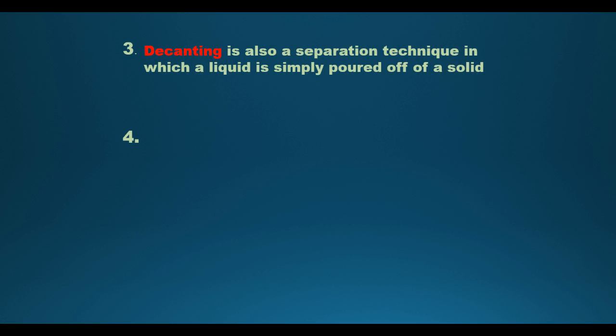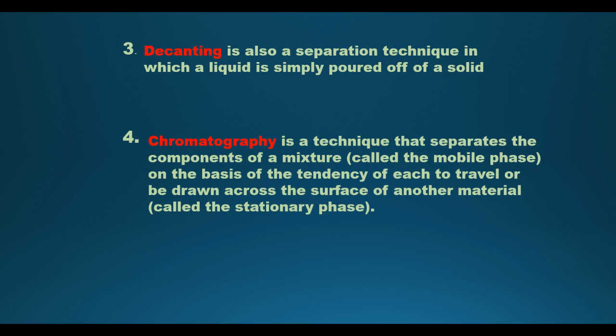A third type is decanting, where you're simply pouring off a liquid from a solid. Let's say you have sand water. You let the sand water sit overnight, so all the sand settles to the bottom of your bucket, and you just pour off the water, so you're separating the sand from the water. That's nothing more than decanting.